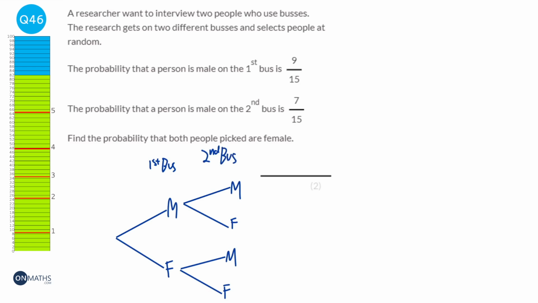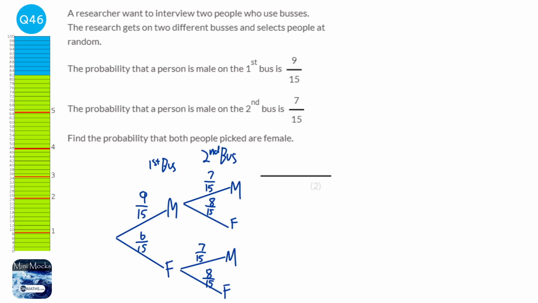So the probability of male on the first bus is 9/15. And therefore the probability of female is 1 minus 9/15, which would be 6/15. Male on the second bus is 7/15. And so female would be 8/15, because they need to add up to 1. And it's independent, so these will be the same. And the question is basically asking what is the probability that both will be female.